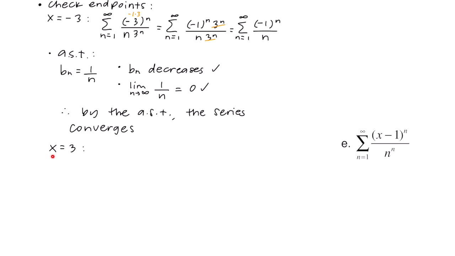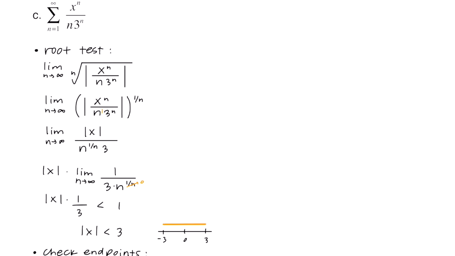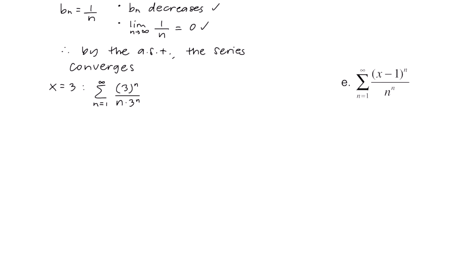So next we'll check the endpoint x equals +3. So we're going to plug in +3 right here. And when you do that, you can see that this 3 to the n and 3 to the n are going to cancel. So we just have the series of 1 over n. And you can either use the fact that this is a harmonic series, or you could do p series where p is equal to 1 and 1 is less than or equal to 1. Either way, the series diverges.